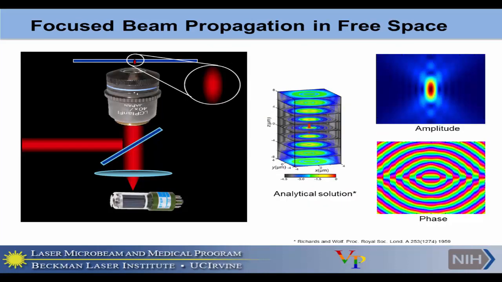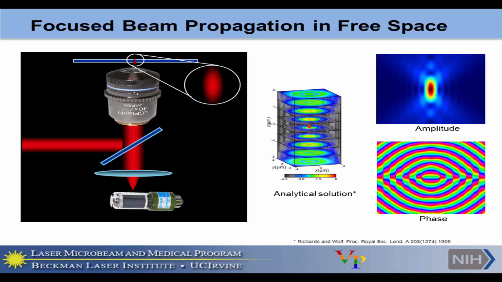And first, we are going to look at focus beam propagation in free space. So there are no scatterers in this case. When we have a beam, it's not, okay. Do you have another? Oh, okay.